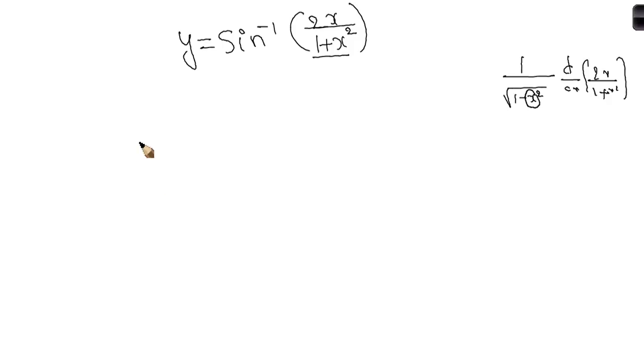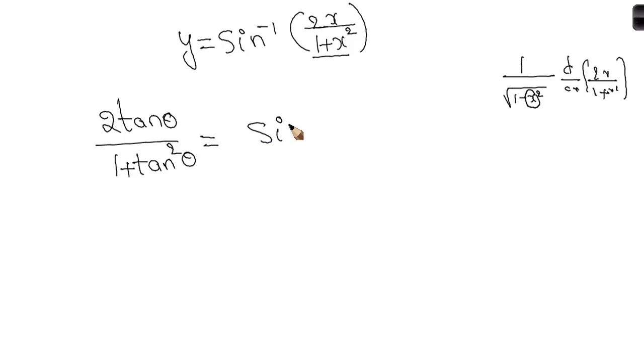So in trigonometry I have learned a formula. What is that formula? 2 tan theta by 1 plus tan square theta is sine 2 theta. My mind strikes, yes. Why can't I replace x with tan theta so that this becomes sine 2 theta? So that sine inverse and sine get out and I am left with just 2 theta. So let me take x as tan theta. If x is tan theta, what is the value of theta? Theta is tan inverse of x.